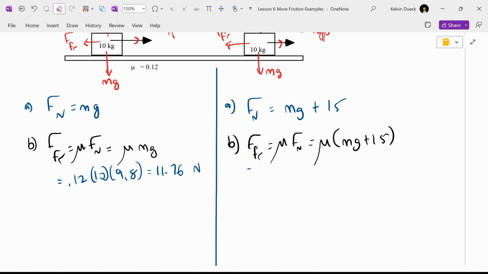What about for the second diagram? Here, friction is going to be, what's mu? 0.12 times, in brackets, 10 times 9.8 plus 15. Do that one in your head, Mr. Dueck? Well, maybe. 10 times 9.8 is 98 plus 15. It'll be 113. 113 times 0.12. How would I do that? I would go 11.3 plus 2.26, 13.56.